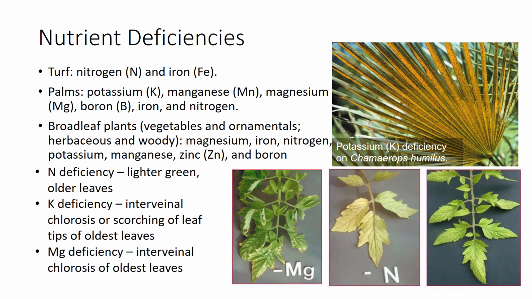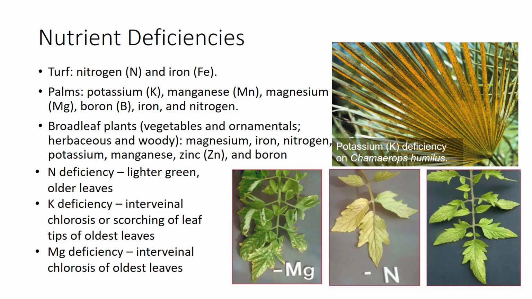Low nitrogen is usually associated with plants that are uniformly lighter green than normal, especially on older leaves. Broadleaf plants suffering from low potassium levels typically show interveinal yellowing, or yellowing between the veins, or scorching of leaf tips of the oldest leaves. Palms are especially susceptible to potassium deficiency, but the symptoms are different. The oldest leaves usually exhibit translucent orange, yellow, or necrotic spots.